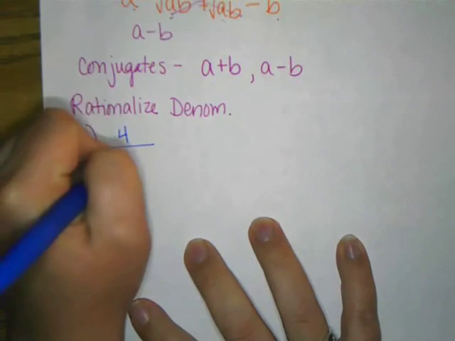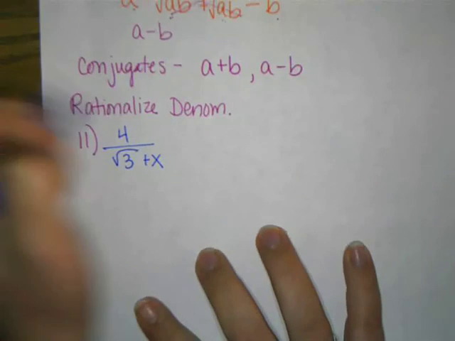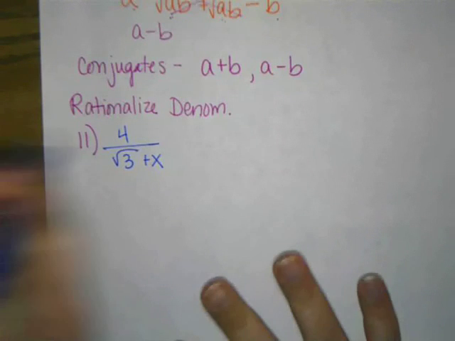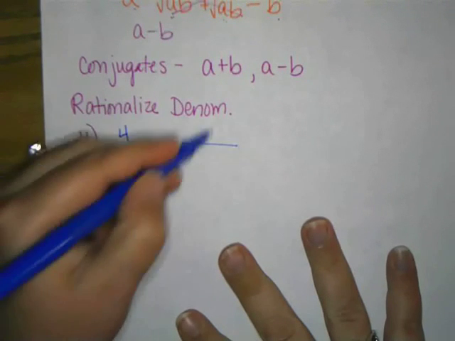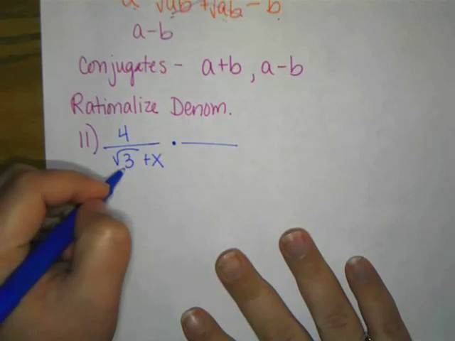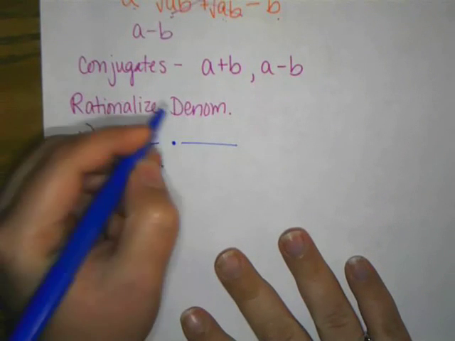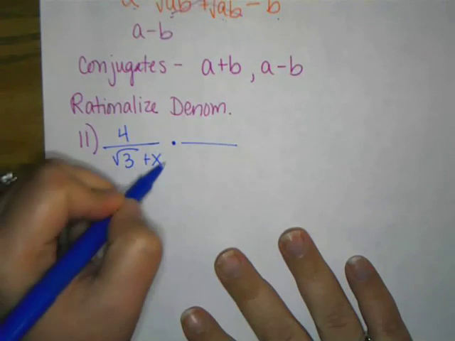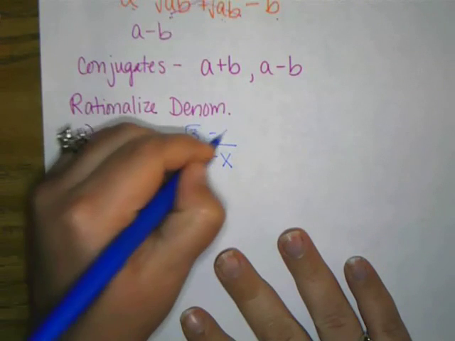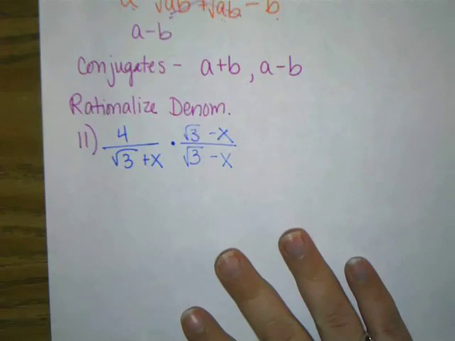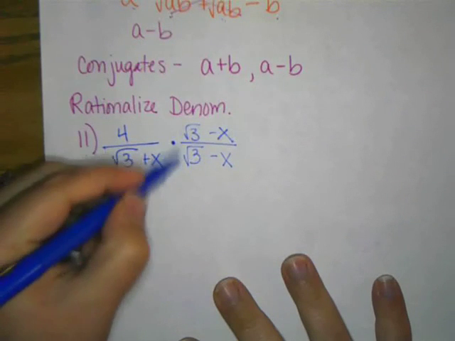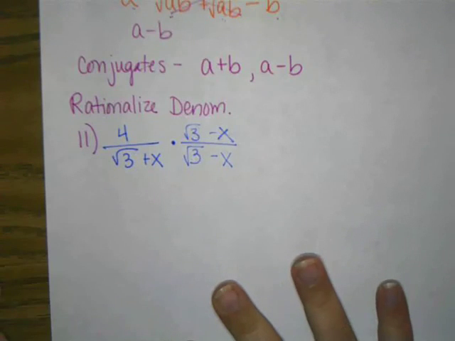So if I have 4 over square root of 3 plus x, and I have to rationalize it, again, that means get the radical out of the denominator. So what you have to multiply by is a 1 in disguise, and that 1 is going to be the conjugate pair of the denominator. So if the denominator is square root of 3 plus x, the conjugate is the square root of 3 minus x. And you're going to multiply that on top and bottom. And it doesn't change the front sign. Conjugates only change the sign between the two terms.